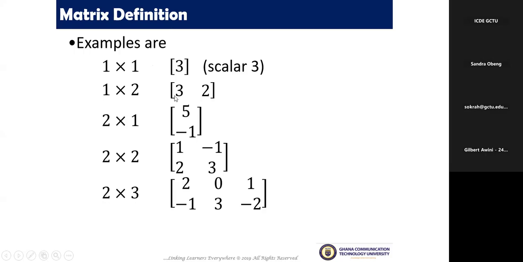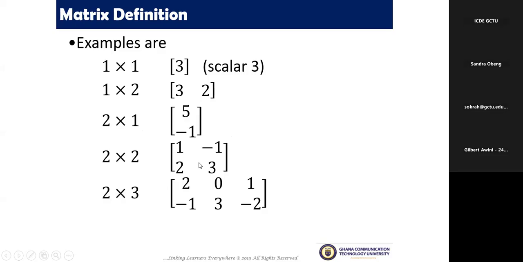You see the second one, it has two elements all in only one row. By how many columns? 1, 2 columns. So the size is a 1 by 2 matrix. That's the size, that's the order, that's the dimension. Look at the other example, it has only one column. By how many rows? 1, 2 rows. So 2 rows, 1 column. So it is a 2 by 1 matrix.